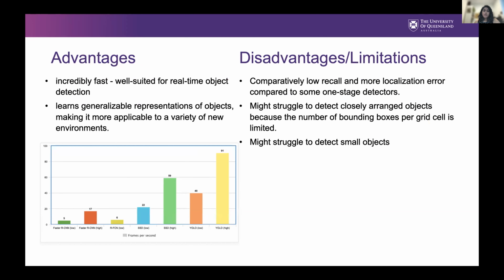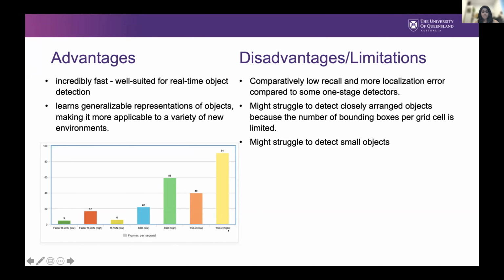So the advantage of YOLO is mainly the speed of it. Actually, it's incredibly fast. And because of this, it's very well suited for real-time object detection. This diagram is from a paper I found. I forgot to add the source here, actually. But it compares the frames per second speed among these two-stage object detectors and one-stage detectors.